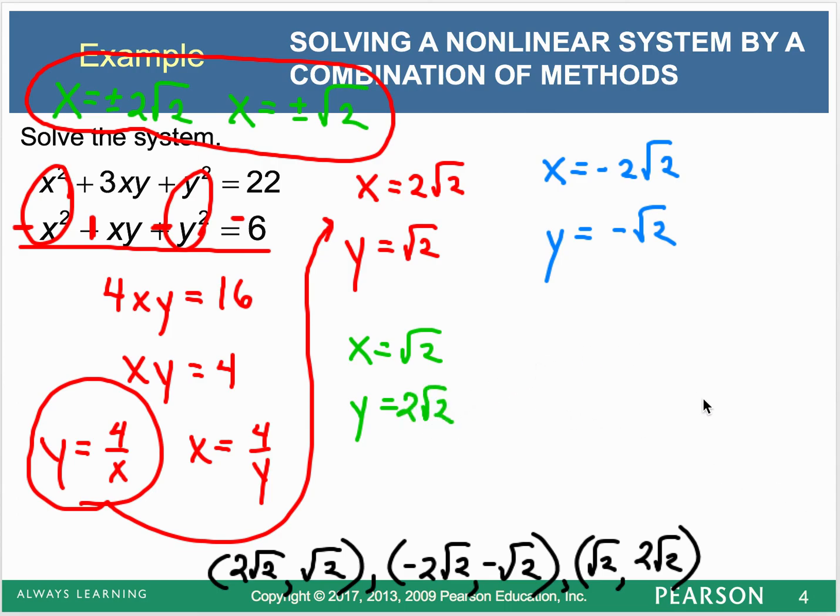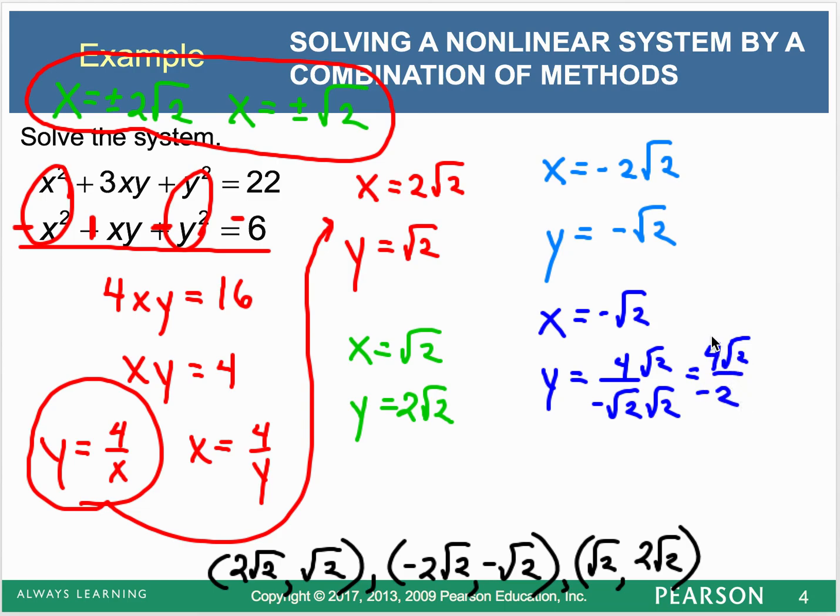And last one, let's let x be negative square root of 2. So y is going to be 4 over negative square root of 2. Rationalize that denominator. So 4 square roots of 2 over negative 2, so negative 2 square roots of 2. So there's our last solution. When x is negative square root of 2, y is negative 2 square roots of 2. There's your solution set.